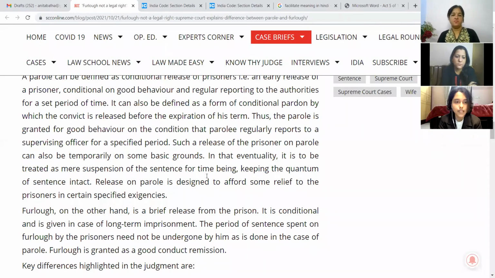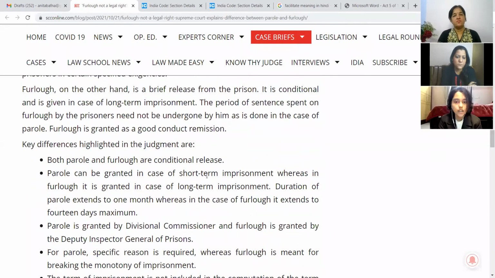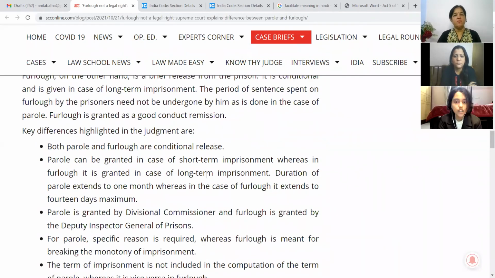Furlough, on the other hand, is a brief release from the prison. It is conditional and is given in case of long-term imprisonment. The period of sentence spent on furlough by the prisoner need not be undergone by him, as is done in case of parole. Furlough is granted as a good conduct remission.